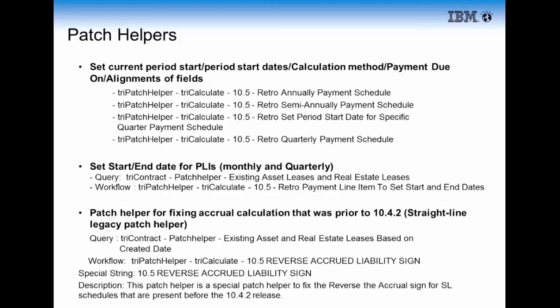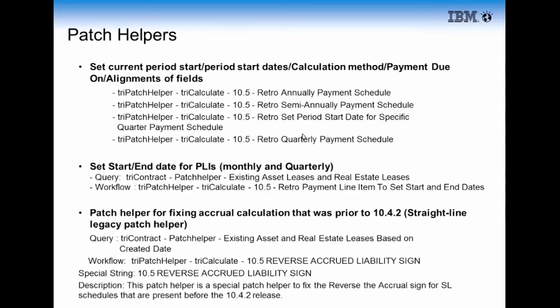For the partials, we had some patch helpers that set the current period start date. Suppose any customer had created an annual payment schedule in the prior releases and tries to use it in the current release, it may say that a required field is not filled up. So in order to accommodate that, we give patch helpers. There are 4 patch helpers to accommodate semi-annually, annually, location-specific quarter, and quarterly.